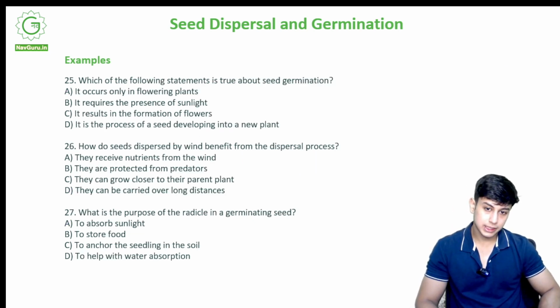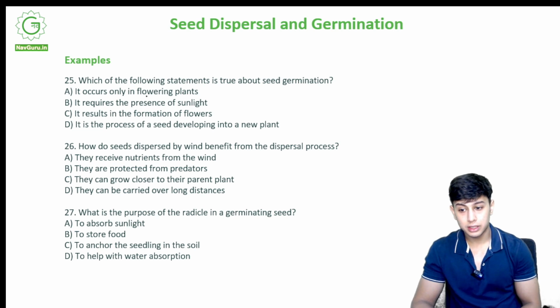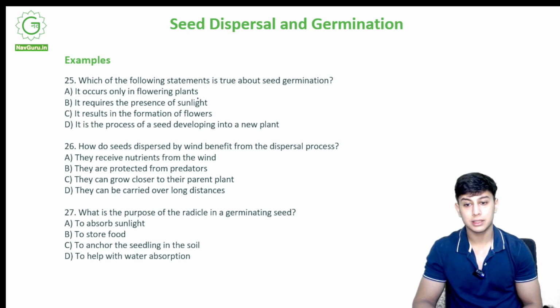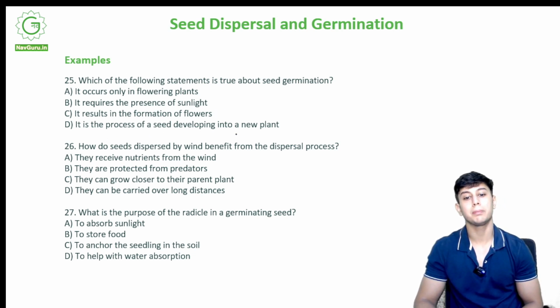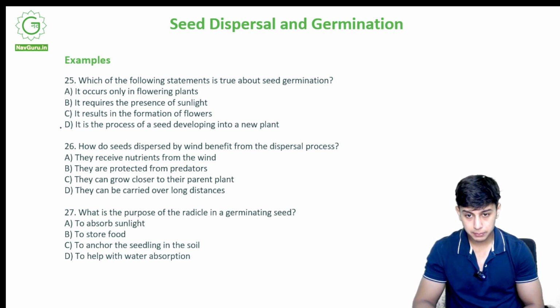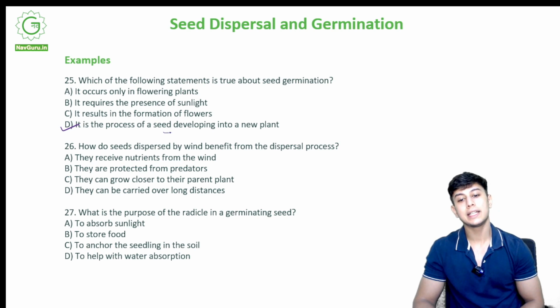Which of the following statements is true about seed germination? It occurs only in flowering plants. It requires the presence of sunlight. It results in the formation of flowers. It is the process of a seed developing into a new plant. The correct option is option D. It is the process of a seed developing into a new plant.